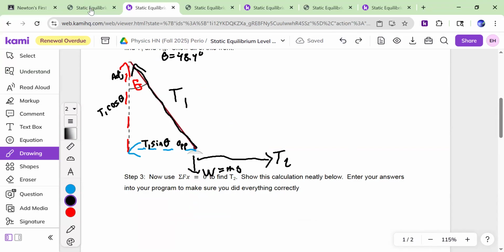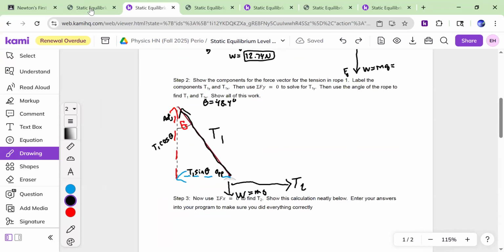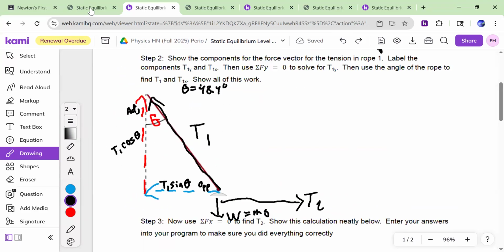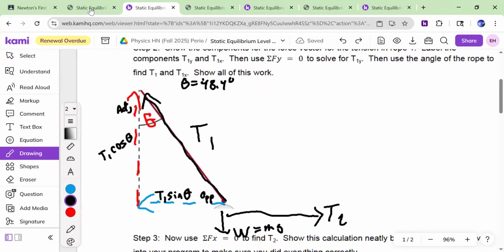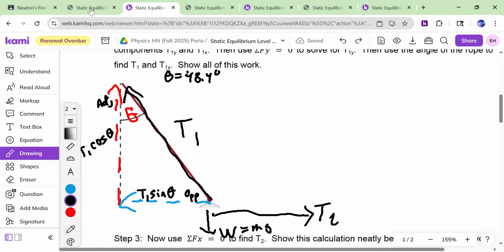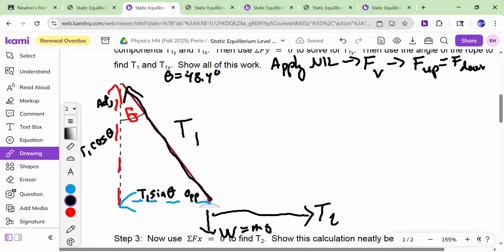Okay. Now what I'm ready to do is I can basically start applying my Newton's laws, okay? Now, I'm only applying Newton's first law in this whole entire work because the object and mass is in static equilibrium. It means it's not moving. So how do I apply Newton's first law? Well, in the case of vertical forces, that's what FV stands for, forces going up would equal forces going down, right? Force up equals force down.